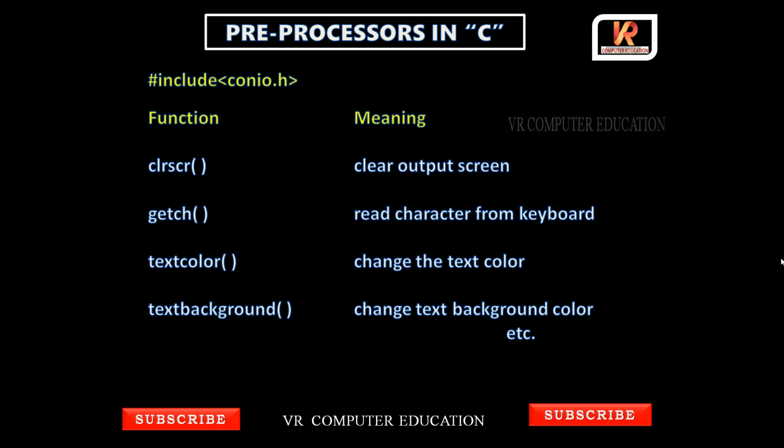The first one is clrscr, which means clear screen. It will clear the output screen. Next, getch. Get means it will read a character from the keyboard. The textcolor function changes the text color. Next, textbackground. This function is used to change the text background color, etc. Not only this, there will be a number of functions; I am explaining a few of them.